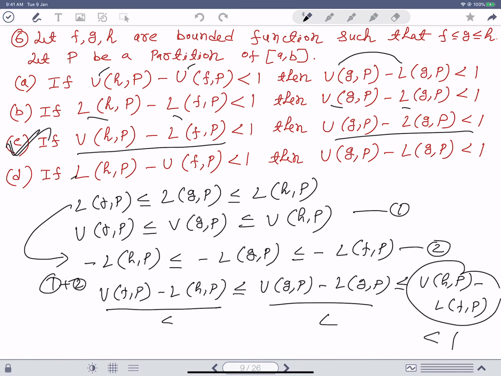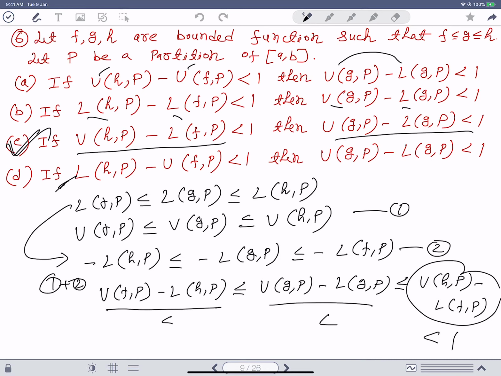Now this is just the left side of our equation, that minus of that one. Sir, yeah, the last one, D. First, U F P minus L H P, it can be said that it is greater than 1, or not greater than minus 1, right? Because you are multiplying with a minus sign. So it is greater than minus 1, but you cannot say that it is less than 1.